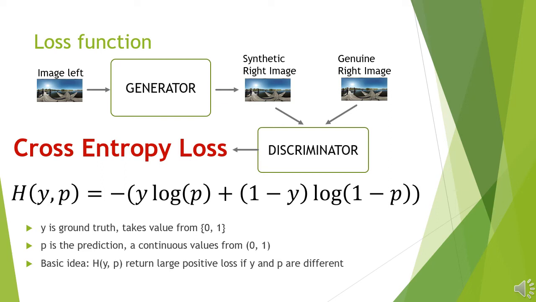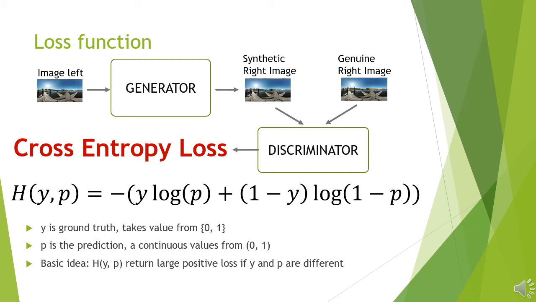The final piece in our design is a loss function. The loss function must reflect the difference between the ground truth and the output of the discriminator. In our case, the discriminator outputs a number p, which is a continuous value from 0 to 1, and the ground truth is an integer value taken from the set of 0 or 1. So in order to reflect this difference, we use a cross entropy loss, with the formula described below.